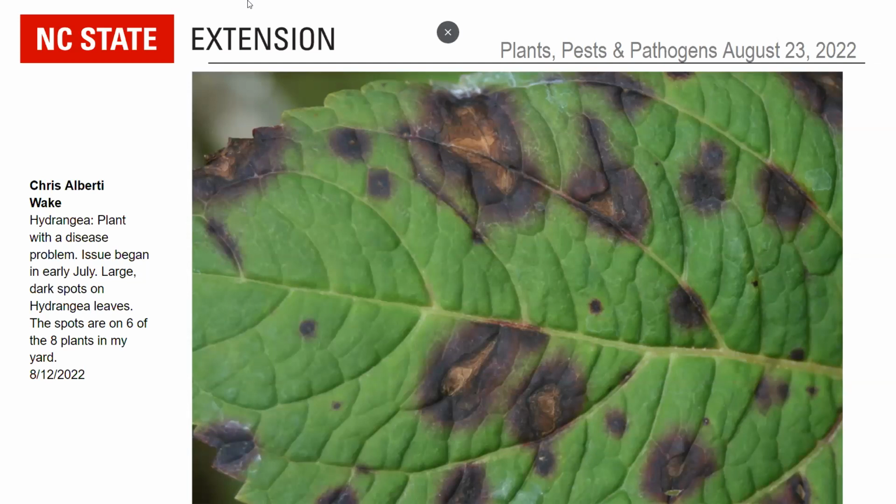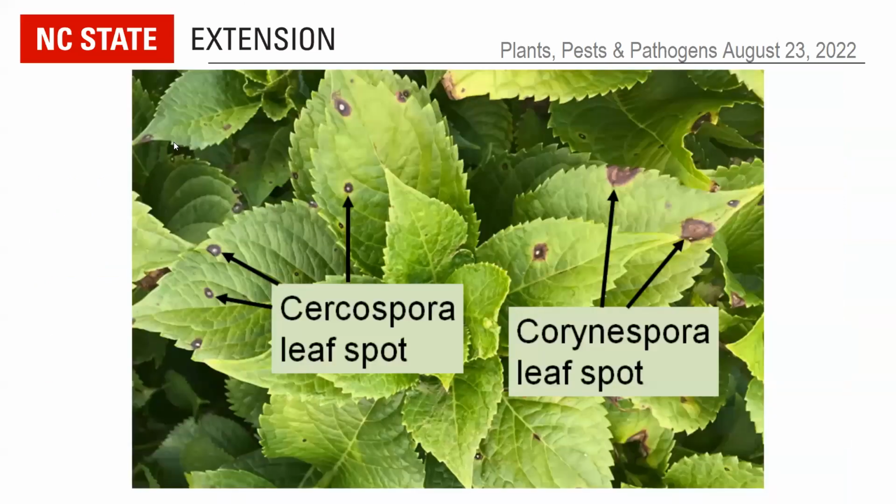And I've got a picture of my own on the next slide comparing them. Very common late season on big leaf hydrangea, Cercospora leaf spot, which tends to be smaller and have white centers. Corynespora leaf spot, a little bit larger and browner. So my guess is that was Corynespora leaf spot, both fungal. And the other thing, you can get large leaf blotches, but look a little different with just the wilting spots in the heat of the summer. But in this case, I think it's probably the Corynespora.